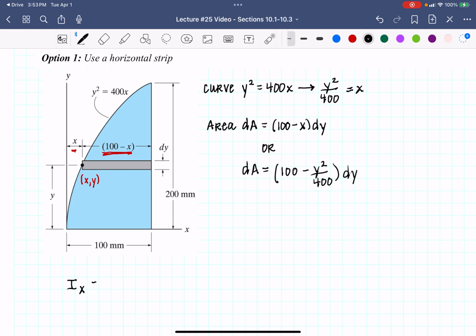I of x is going to be equal to the integral of y squared times dA. Now our limits are going to be what's on the y-axis, so we're going to have from 0 to 200 millimeters. It's going to be the limits of our integration. And then we're going to have y squared times dA, which is 100 minus y squared over 400 times dy.